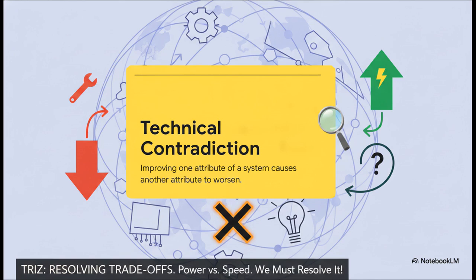Enter TRIZ, the theory of inventive problem solving. It was developed by studying global patent patterns, and it revolves around resolving this core concept, the technical contradiction. This is a situation where improving one attribute of a system directly causes another one to worsen. For example, making an app much more powerful simultaneously makes it slower. Most people just shrug and accept that trade-off. TRIZ insists we absolutely must resolve it.